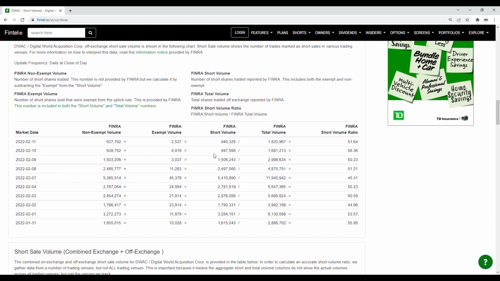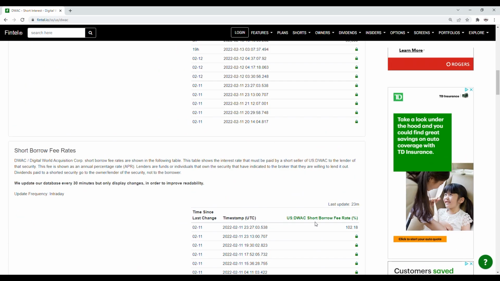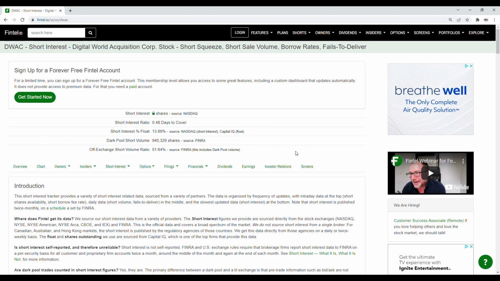And then when we take a look at the history of the short volume ratio, we can see for the close of the 10th, it was at 56.36, and then for the close of the 11th, the Friday that just passed, it was at 51.64. So DWAC does continue to have short squeeze potential, which is why you want to keep a very close eye on this play. So now let's move on to the order flow distribution.